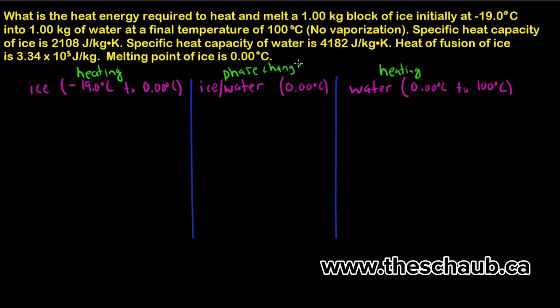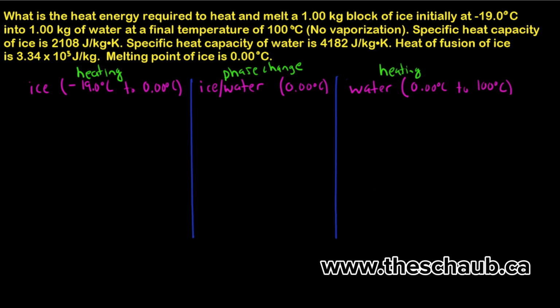So in this segment, all the energy added is used to convert ice to water. None of the energy is used to increase the temperature of the water. So in a phase change, all the energy is used for changing the phase, melting the ice, turning it into water, and the temperature remains the same.